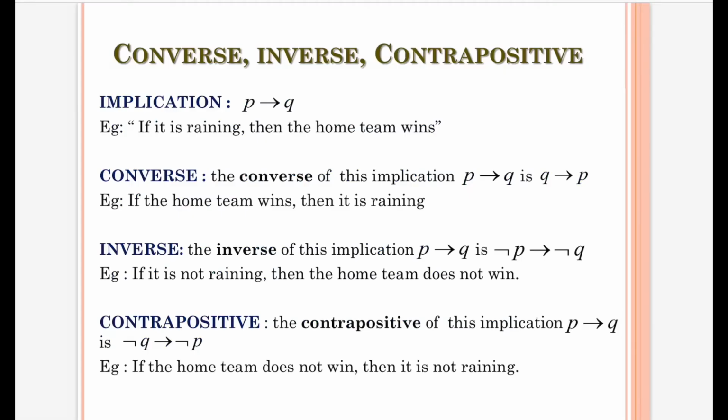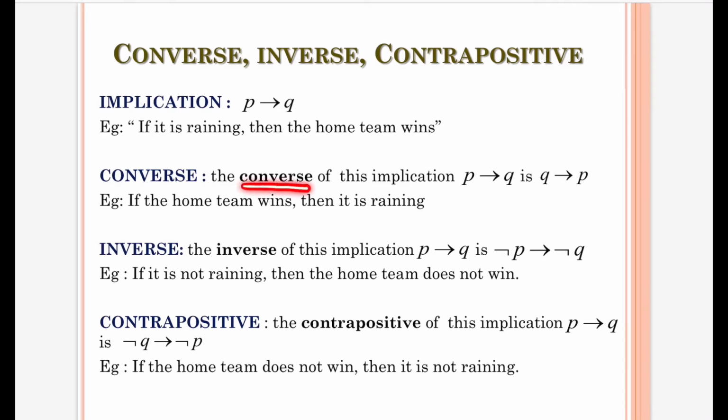Now look at converse, inverse and contrapositive. What we have learned just now, P implies Q. If it is raining, then the home team wins. So what is the converse? The converse of P implies Q is Q implies P. That means the converse of the implication is the interchange. You have to interchange the hypothesis and the conclusion.